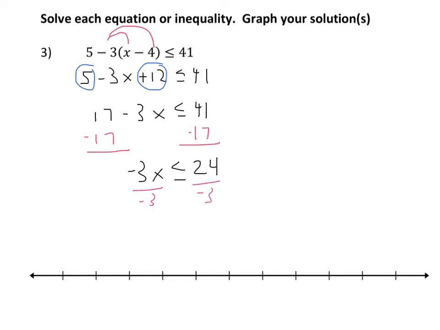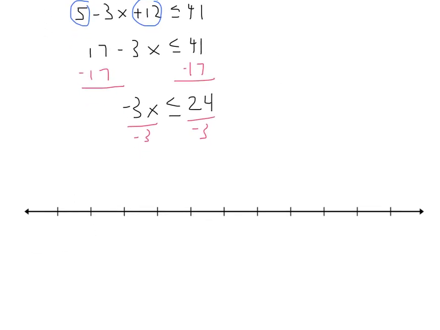Okay, now here's a very important thing for you to remember. Alright, right here, when I divide by a negative number, that is going to make me need to reverse my inequality symbol. Right, so instead of being less than or equal to, this is going to become greater than or equal to.